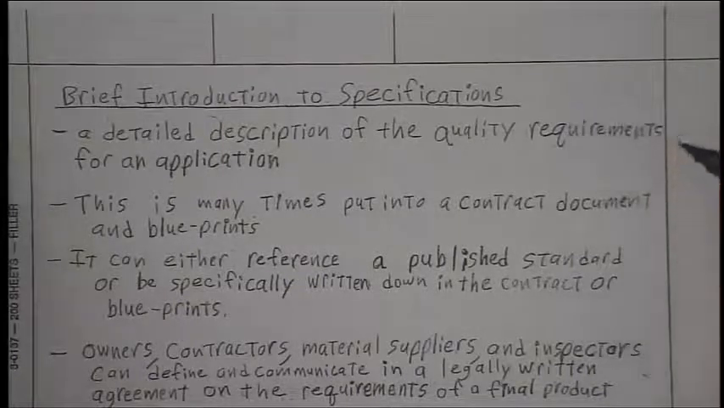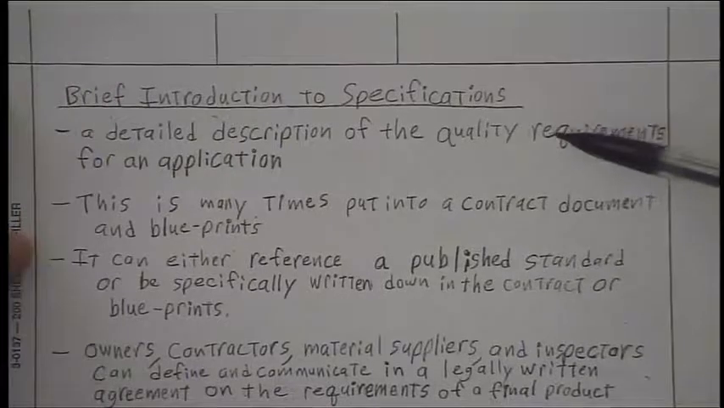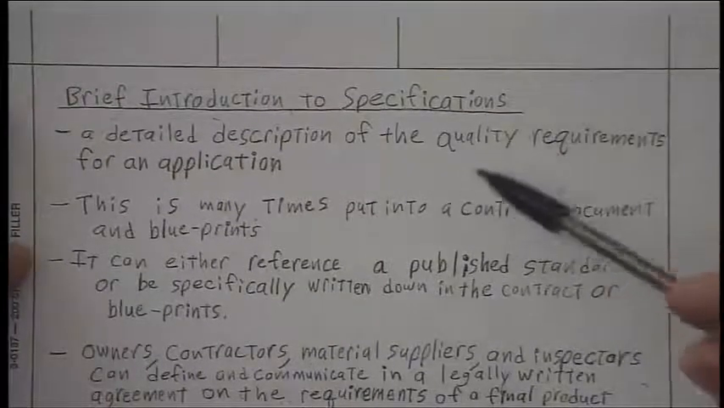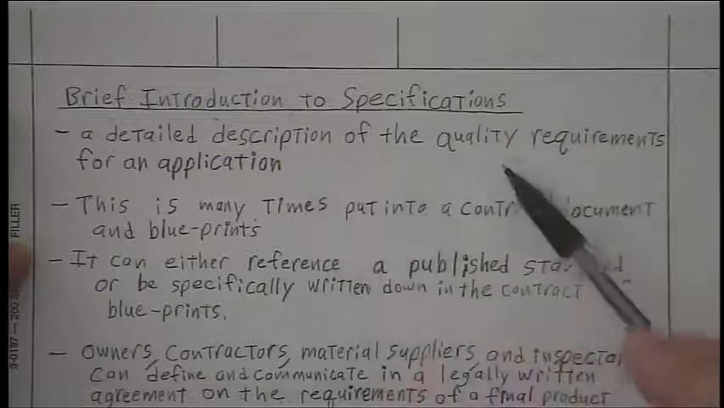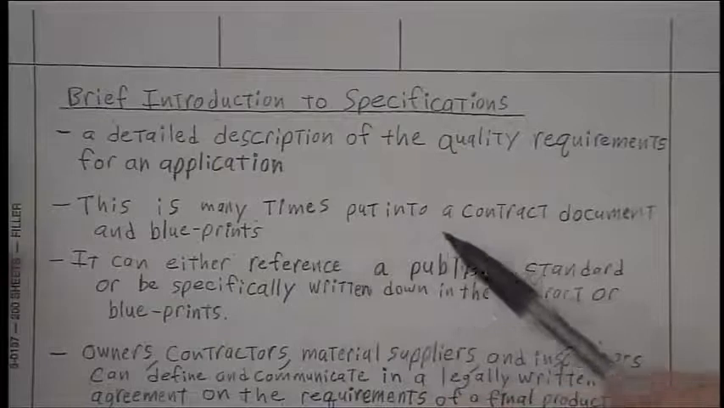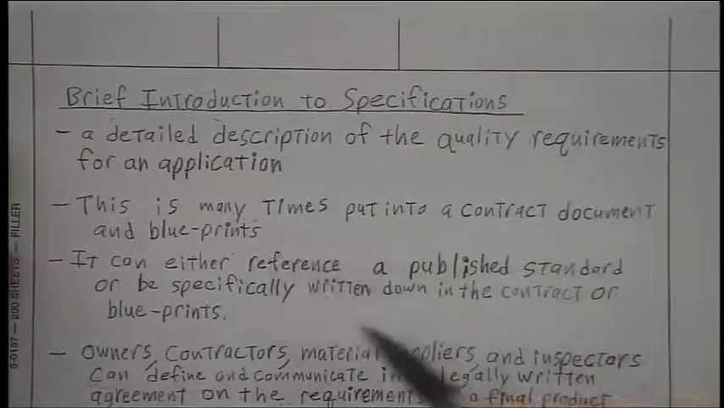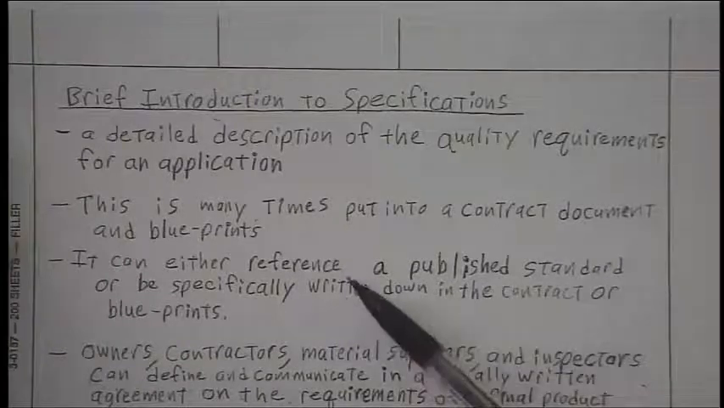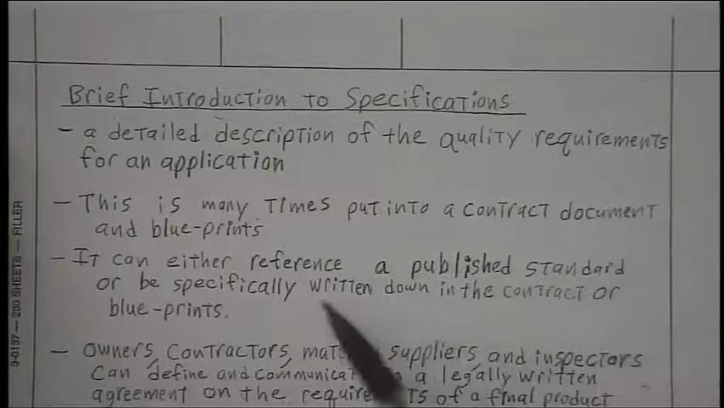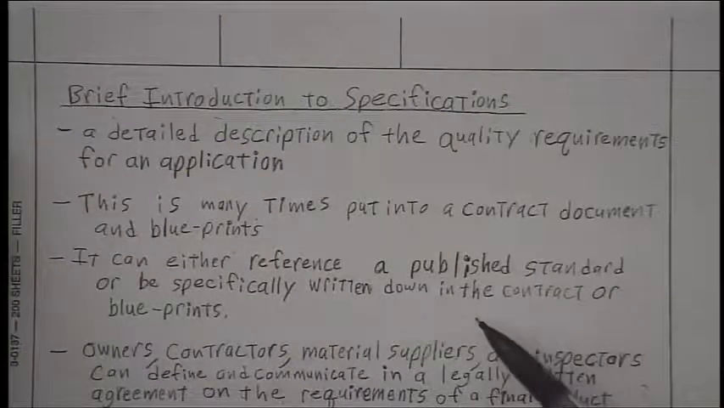And so to wrap up from last lecture, the majority of the time we care about specifications. Specifications are a detailed description of the quality requirements for an application. This can be in a contract, it can be in blueprints, it can be blueprints that reference a published standard, or something that's specifically written down in the contract or in the blueprints.